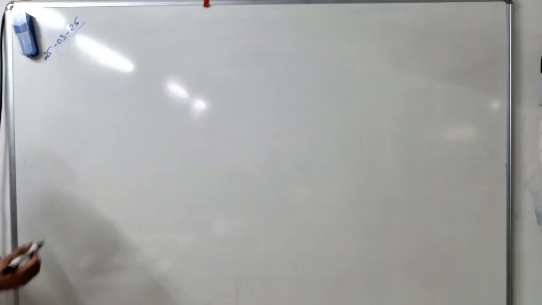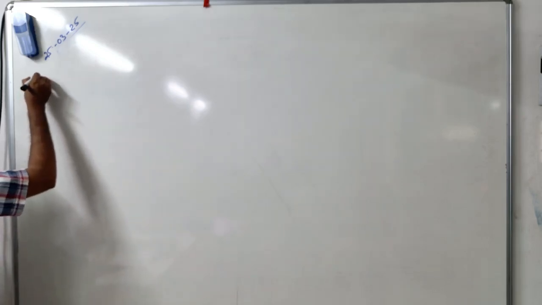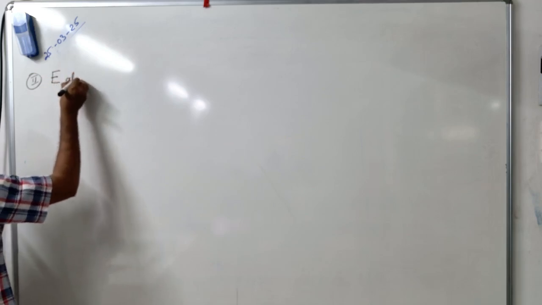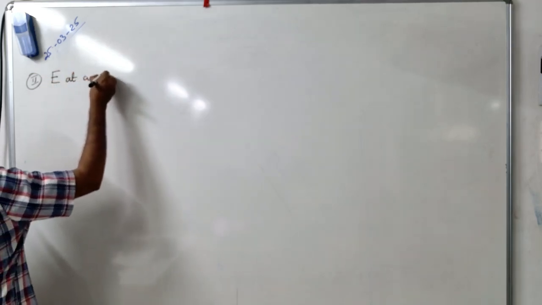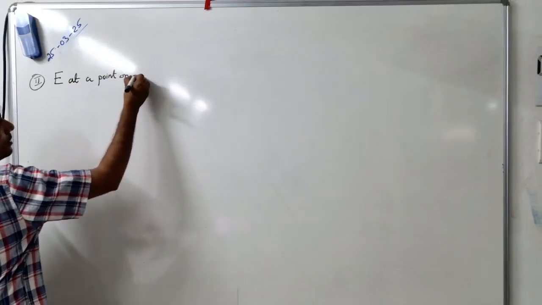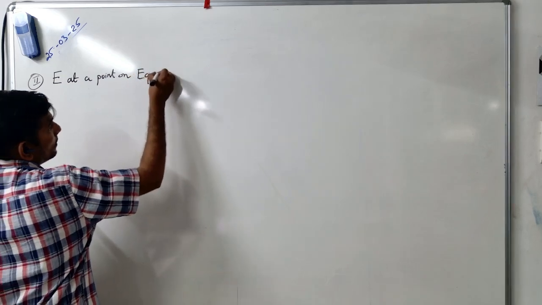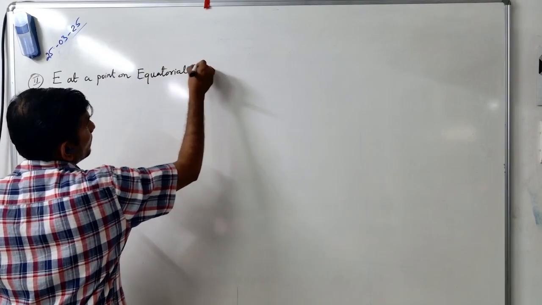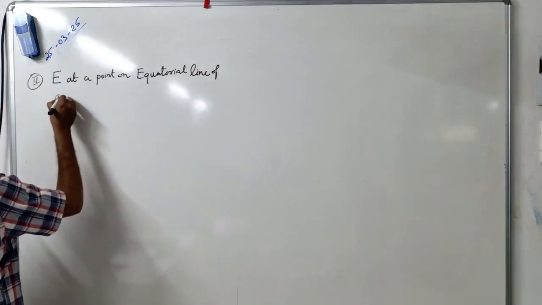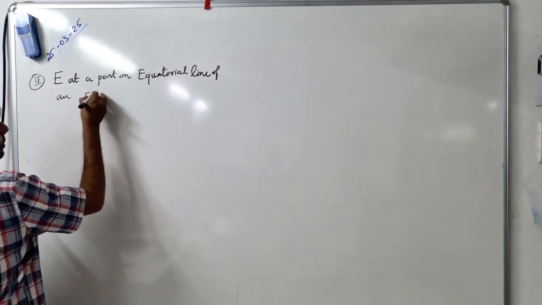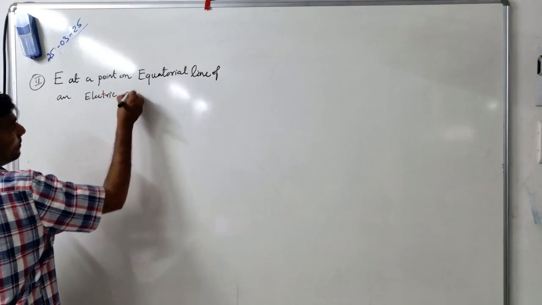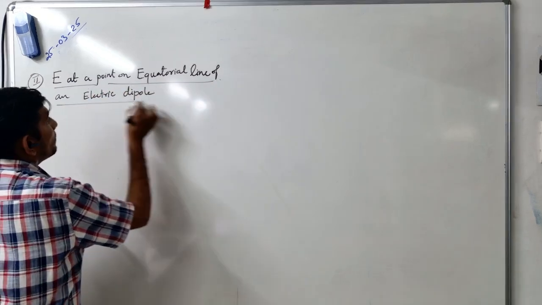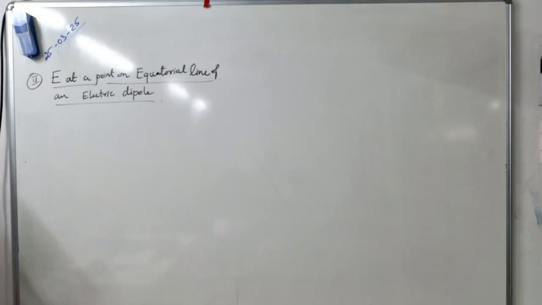So here we have the next derivation. Second derivation is the electric field at a point on the equatorial line of an electric dipole. This is also an important question.